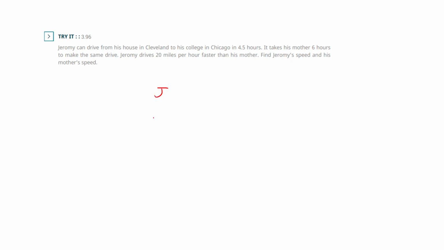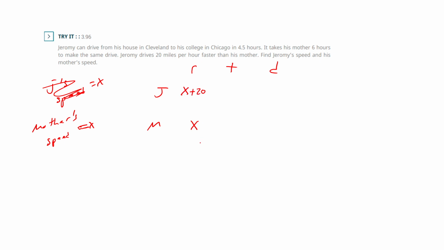We've got two people, Jeremy and his mother. So we're going to set it up as rate times time equals the distance. Okay, let's see their speeds. So we're going to call his speed x. Oh, hold on. No, it's his mother's that we can build off. Mother's speed is going to be x. Okay, so her speed is x, and we know he is 20 miles an hour faster than her.